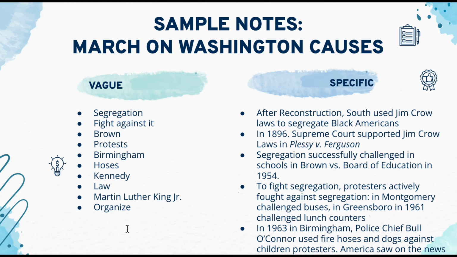In 1963, in Birmingham, Police Chief Bull O'Connor used fire hoses and dogs against children protesters against segregation, and America saw this on the news. I could write and tell the story of the causes or things leading up to the March on Washington just by looking at these bullet points, so they're more useful. Otherwise, you might have to redo your research later, and nobody wants that.